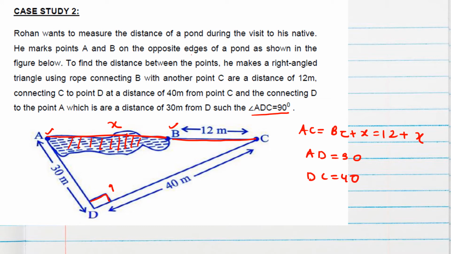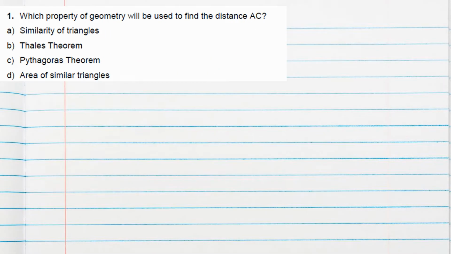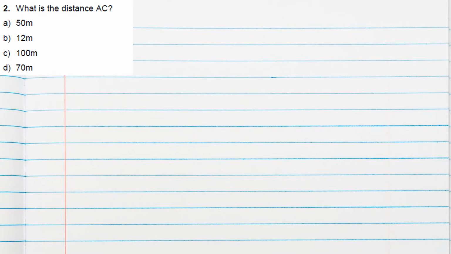So now we come to the questions. Which property of geometry will be used to find the distance AC? It is very obvious, by the Pythagoras theorem we can find it, since one angle is 90 degrees. Question number 2, what is the distance AC?